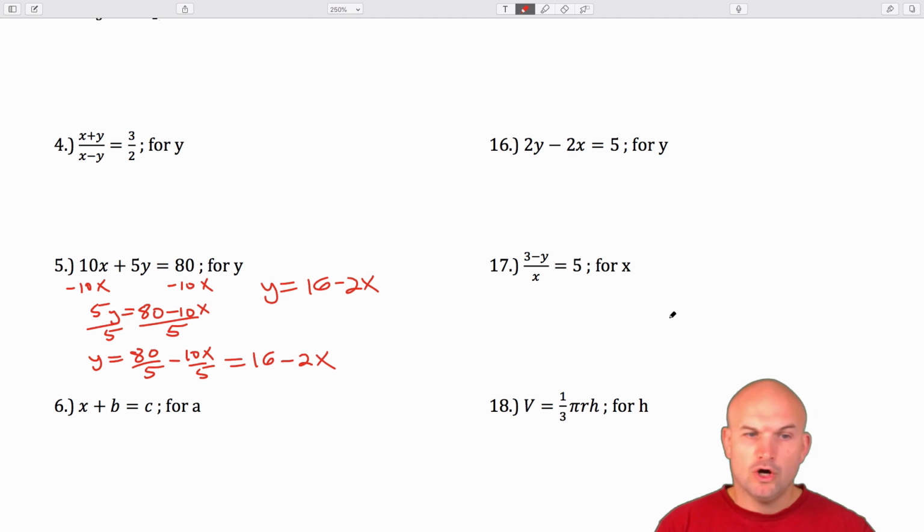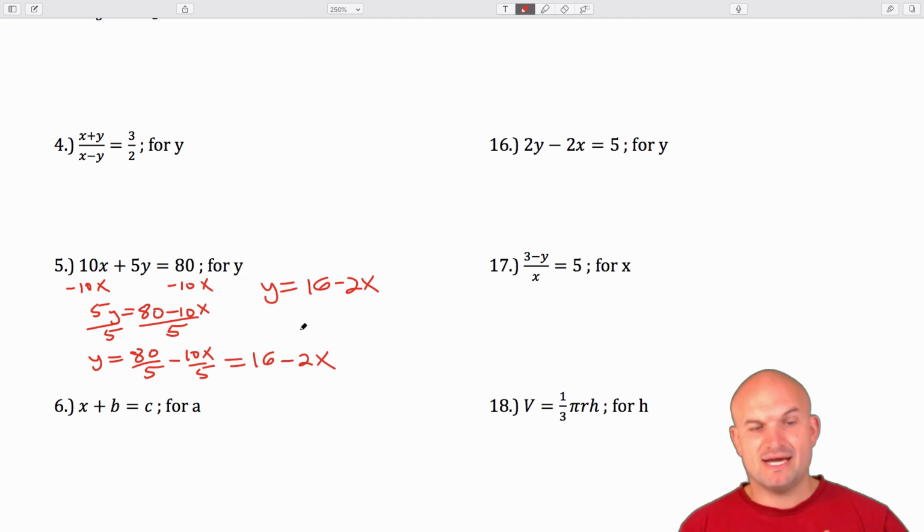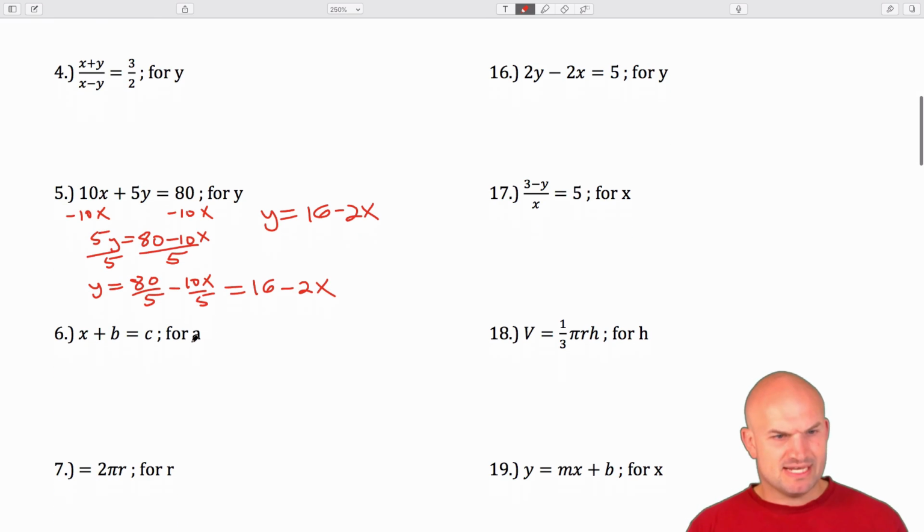So therefore, hopefully you can see again, we're solving for y, and you can see y is being isolated. This next one, a is not isolated, so I'm not really sure where a was supposed to be. I guess maybe I was supposed to do b. So let's just do that.